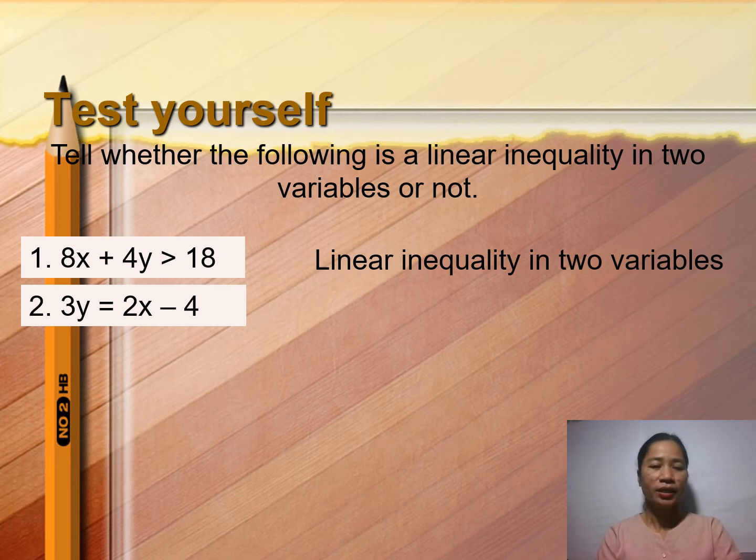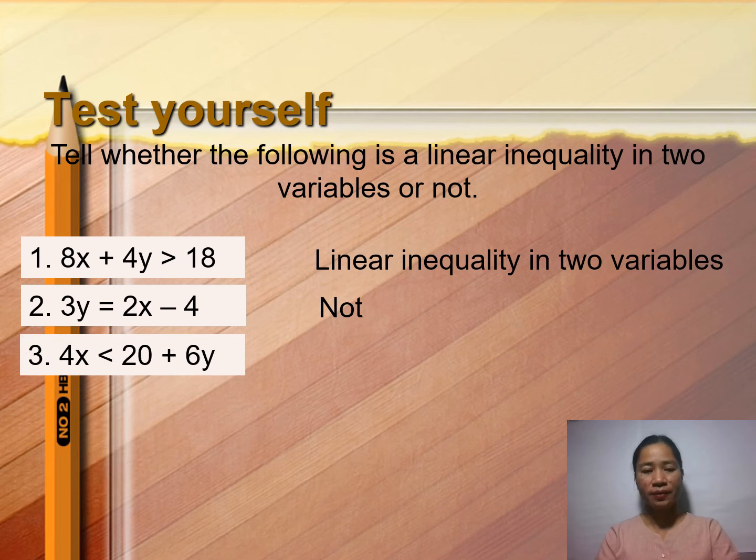Next, 3y is equal to 2x minus 4. Not linear inequality in two variables. So, bakit? The symbol is equal. So, this is not a linear inequality. This is a linear equation in two variables.